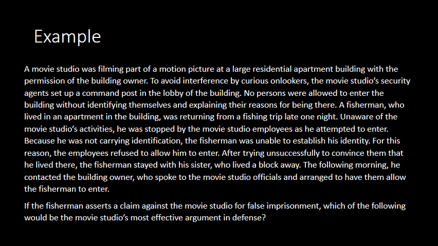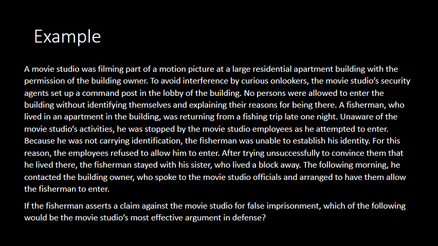Okay, so we have to identify the issue presented by the facts here, and we might not have a very narrow issue. Obviously, the issue that needs to be determined is, can the fisherman establish this false imprisonment claim? And more specifically, what is the weakest part of his claim? Why do we need to know the weakest part of his claim? Because that is going to be the movie studio's most effective argument.